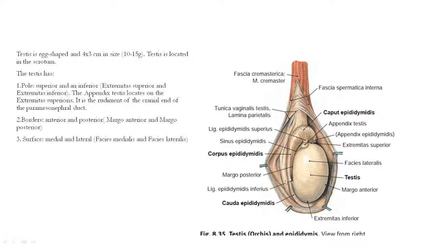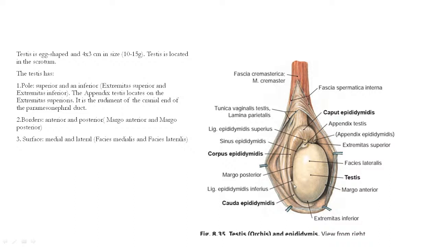The testis is egg-shaped and 4 by 3 cm in size. The testis is located in the scrotum. The testis has poles: extremitas superior and extremitas inferior. The appendix testis is located on the extremitas superior. It is a rudiment of the cranial end of the paramesonephric duct.